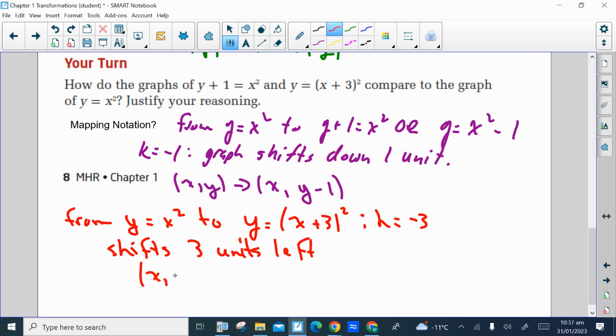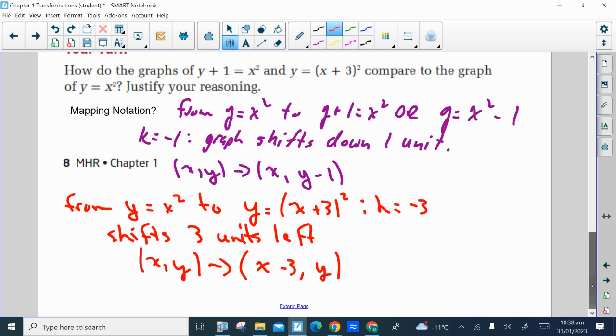And the mapping notation would be (x, y) maps into, if it goes 3 units left, that means you're subtracting 3 from all the x values. So there's our mapping notation. (x, y) maps into (x minus 3, y).